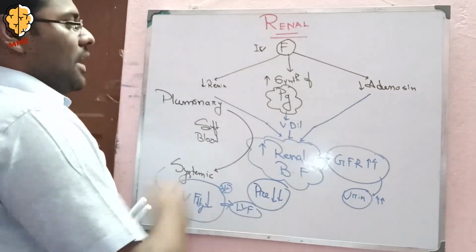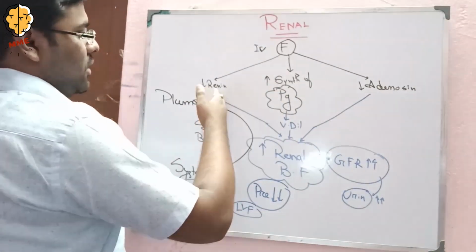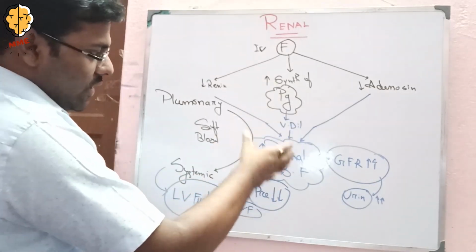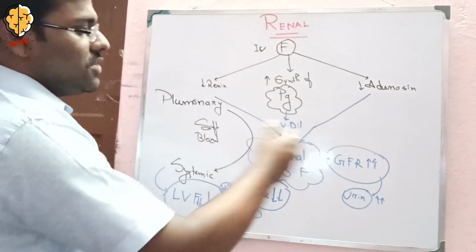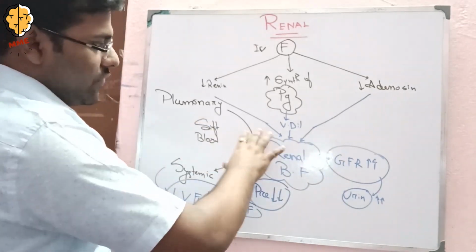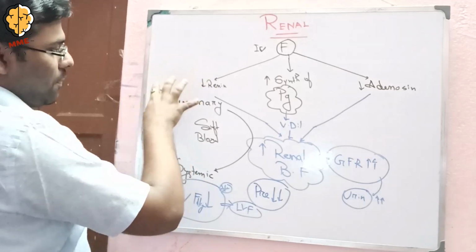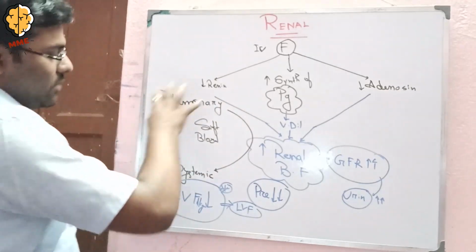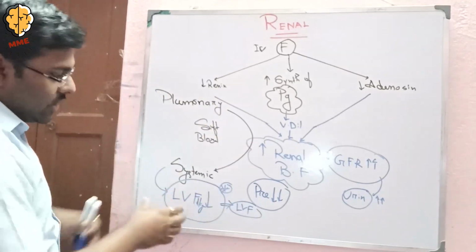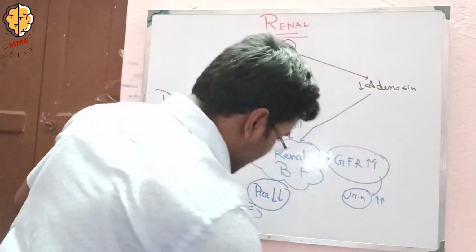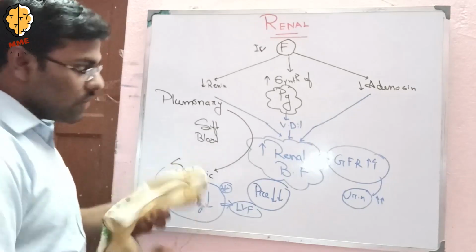So furosemide helps in synthesis of prostaglandin, decreases the amount of renin and adenosine, the vasodilation will occur, the renal blood flow is increased, GFR increases and urine increases. If the venodilation occurs, then the shifting of the blood from the pulmonary to the systemic was done, and so the left ventricular filling was decreased, and it helps in case of left ventricular failure. Okay.